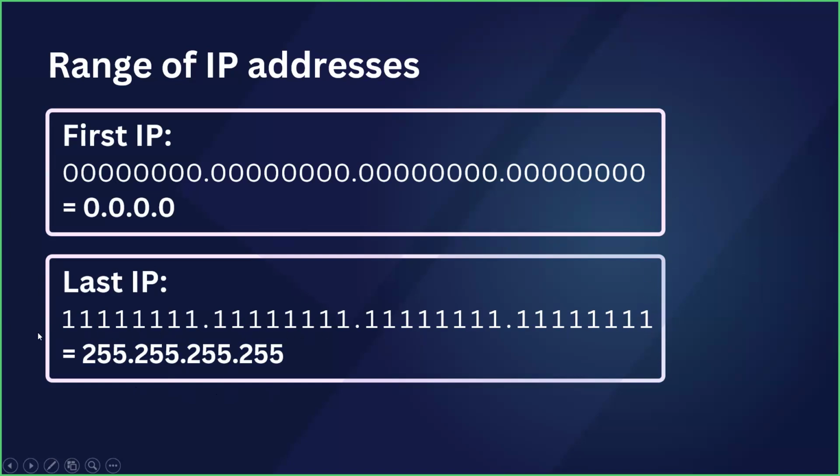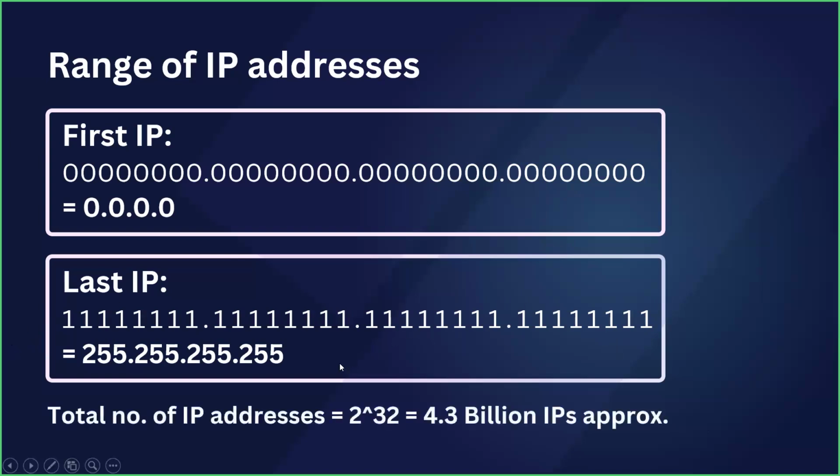And if someone ever asks you how many IPs there are in total, each bit has two possibilities here, and you have 32 bits in total. So 2 into 2 into 2 into 2 into 2, 32 times. So 2 raised to the power of 32. And that would give you approximately 4.3 billion IP addresses. Back then, in the 1950s or so, when IP addresses were invented, 4.3 billion IPs sounded like a large number. But fast forward to 2024 today, the population itself is 8 billion people, and each person has multiple devices. So 4.3 billion would have been nowhere near sufficient.